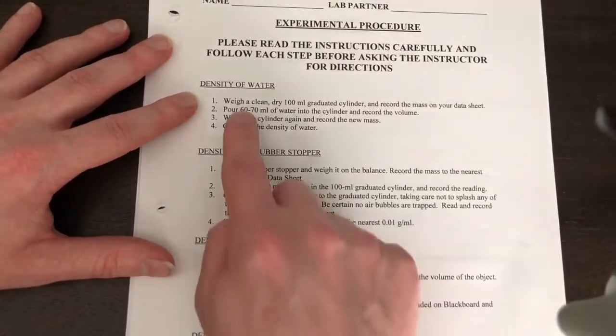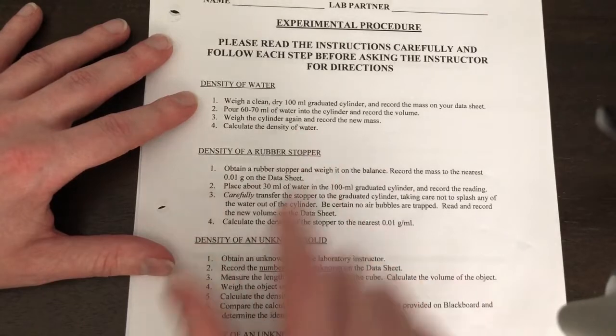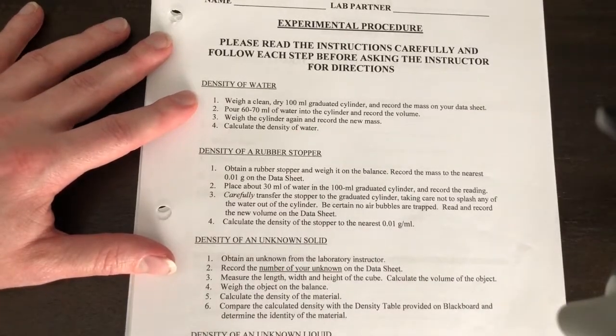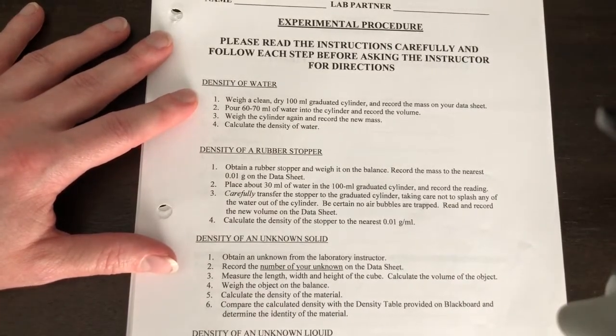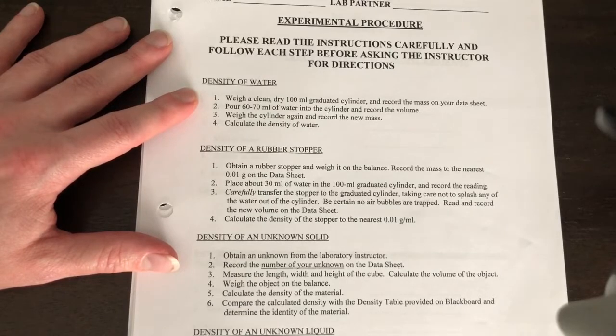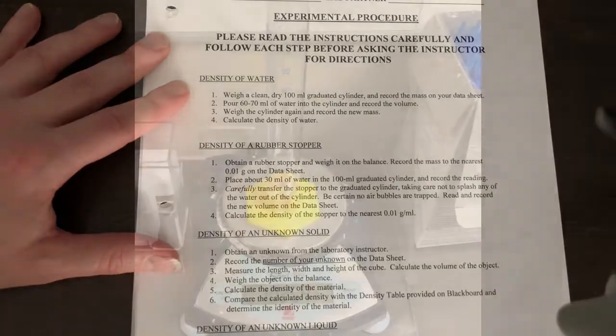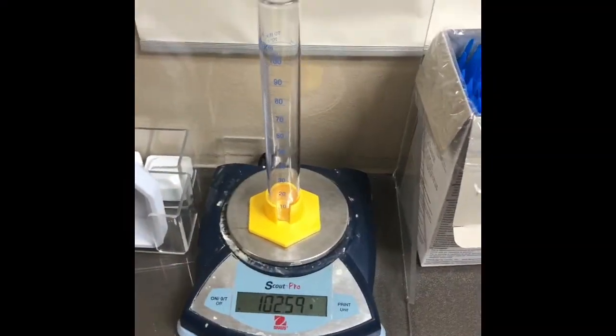So we're going to weigh a clean, dry 100 milliliter graduated cylinder and record the mass on our data sheet. We're going to pour 60 to 70 milliliters of water into the cylinder and record the volume. Then we weigh the cylinder again, record the new mass, and calculate the density of the water. Okay, so our first step is to weigh the graduated cylinder.